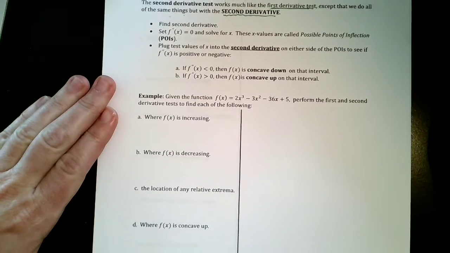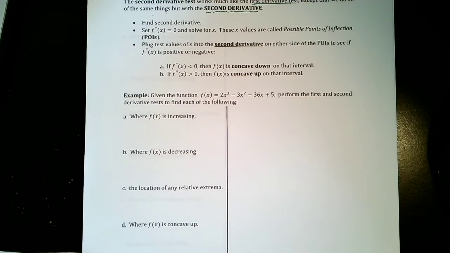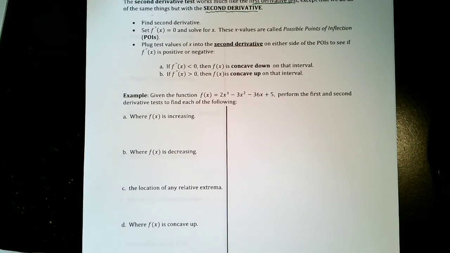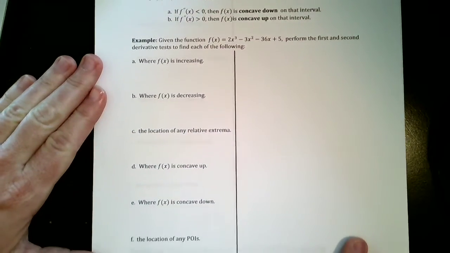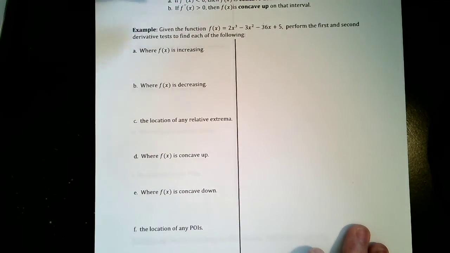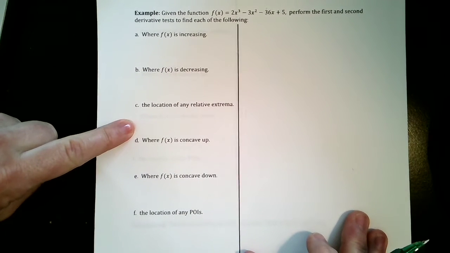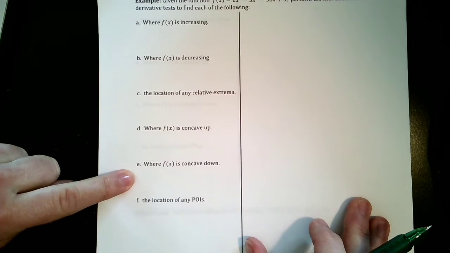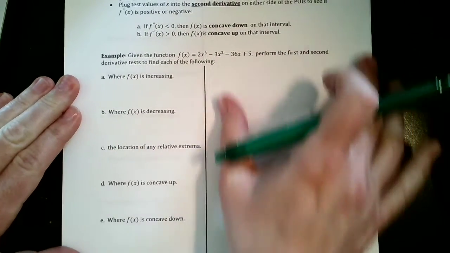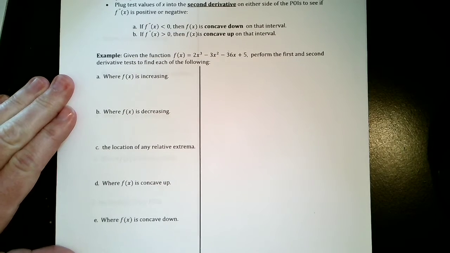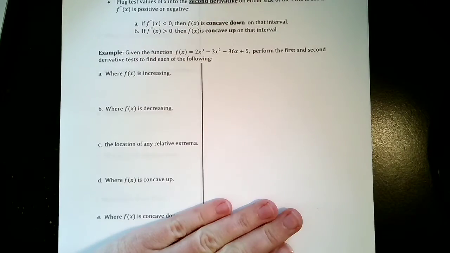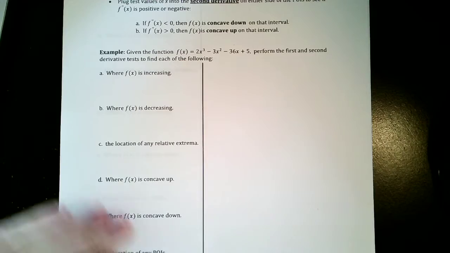Okay, so let's do an example here. Given the function f of x equals 2x cubed minus 3x squared minus 36x plus 5, we're going to perform the first and the second derivative test to find each of the following. And I have a whole laundry list of things that we have to find here. We have to find where f of x is increasing, where it's decreasing, any extrema, where f of x is concave up, where f of x is concave down, and the location of any points of inflection. And I have this area over here designed as my workspace. So what I'm going to do is do all the work over here, and then I'm going to come back and answer these questions.